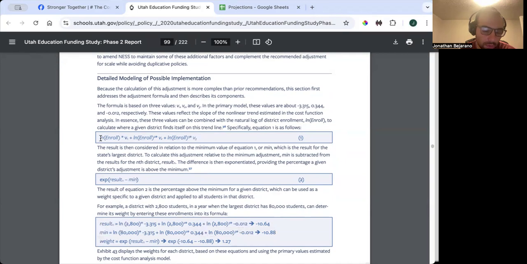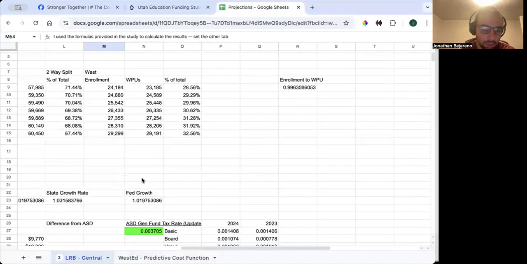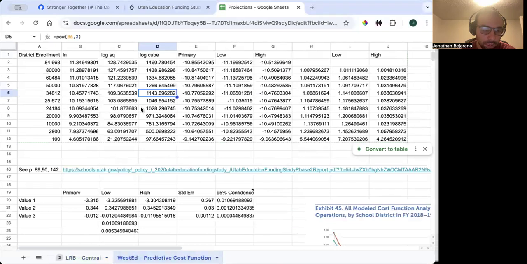To do the same formula they use in their model that they presented to the Utah State Legislature, you take the natural log of the enrollment of the largest school district, and then you take the natural log of the school district that you're looking to find the coefficient for. So this is the number right here that I'm injecting into the LRB study to make it more accurate to account for economies of scale.